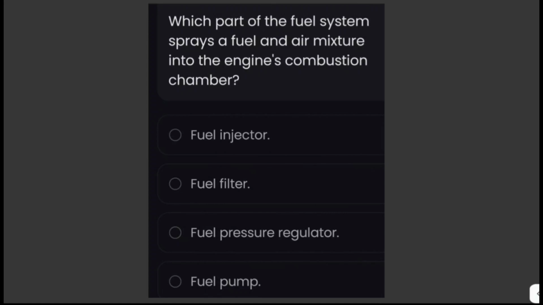Which part of the fuel system sprays a fuel and air mixture into the engine's combustion chamber? The answer here is fuel injector. The fuel injector is responsible for delivering fuel into the combustion chamber in a precise and controlled manner. It atomizes the fuel and combines it with the appropriate amount of air to create an optimal fuel-air mixture for combustion. The fuel injector operates based on signals from the engine control unit, or ECU, and sprays the fuel into the combustion chamber at the right time and in the correct quantity to support efficient combustion.